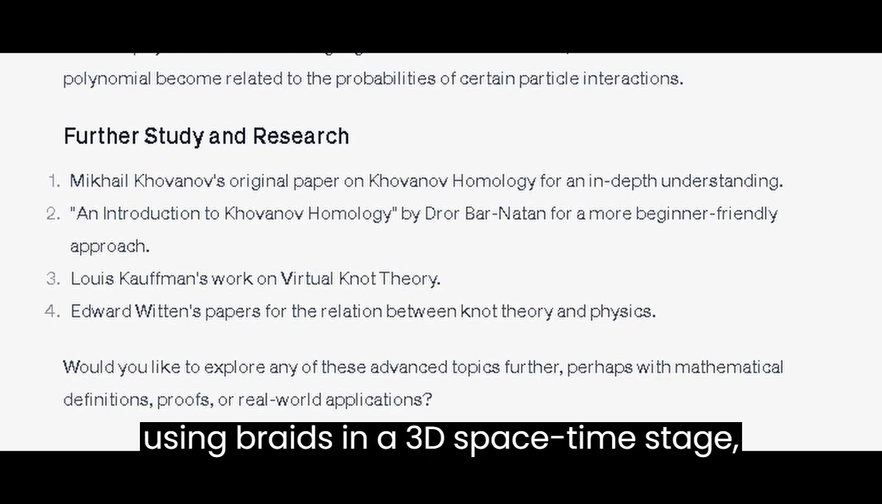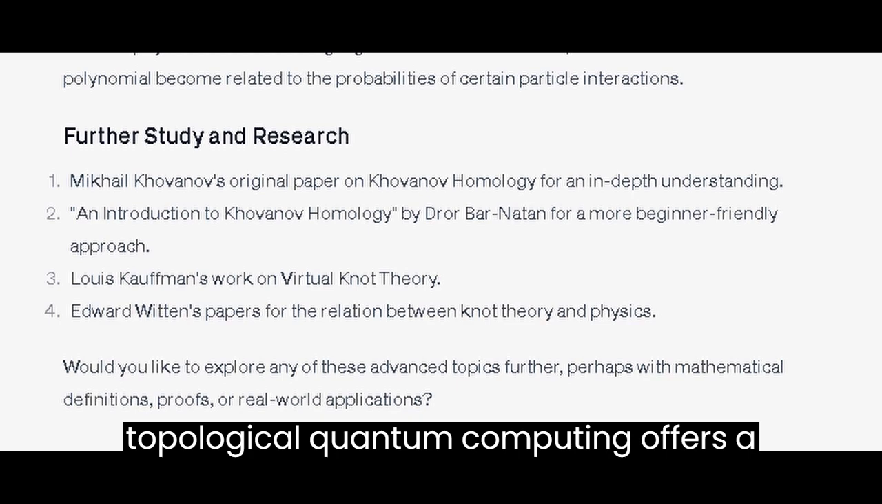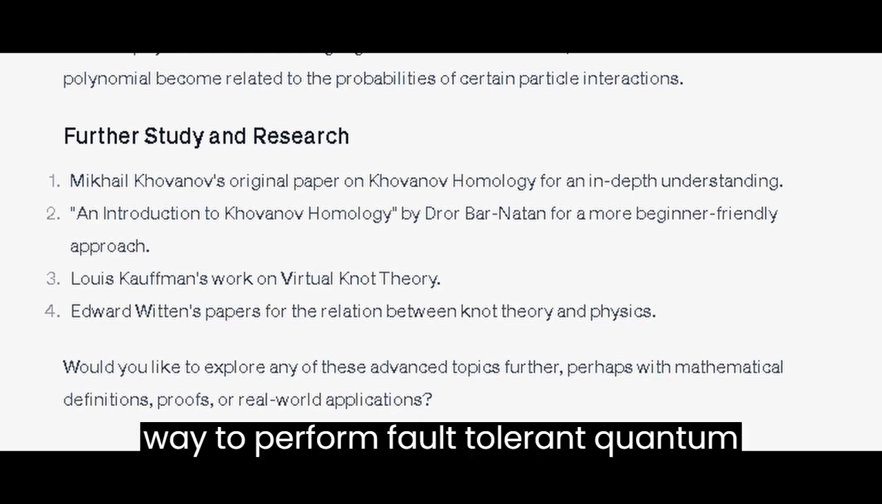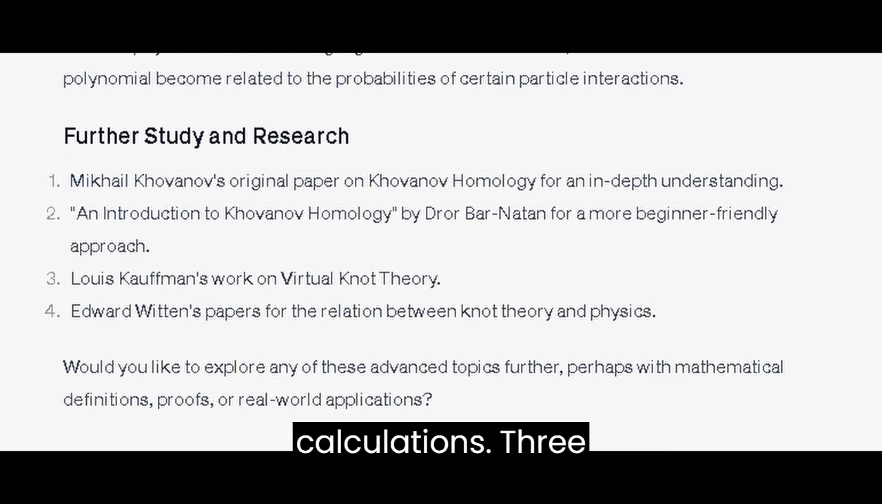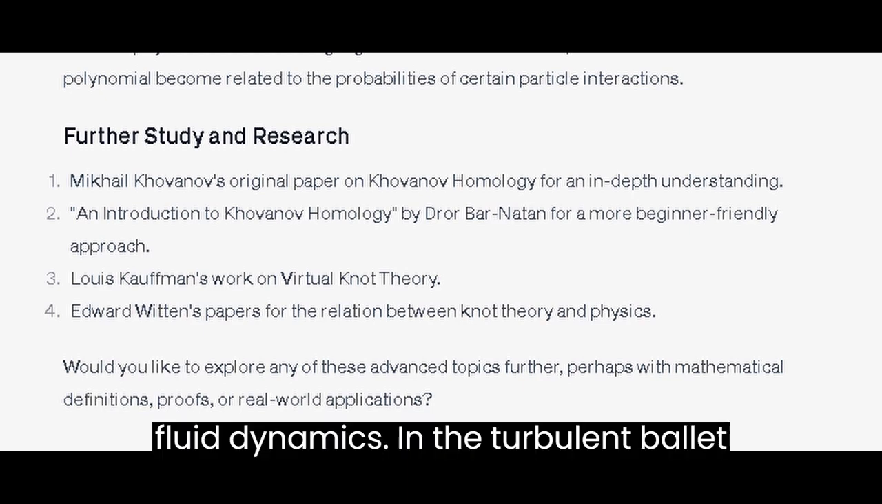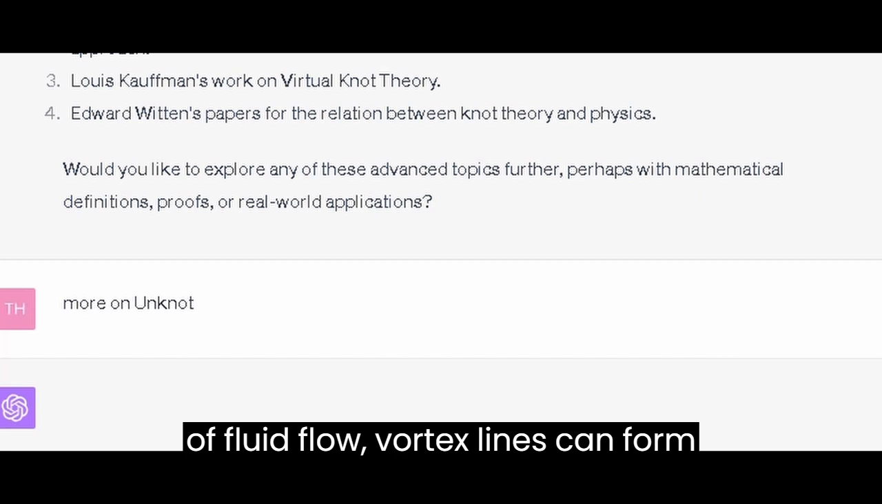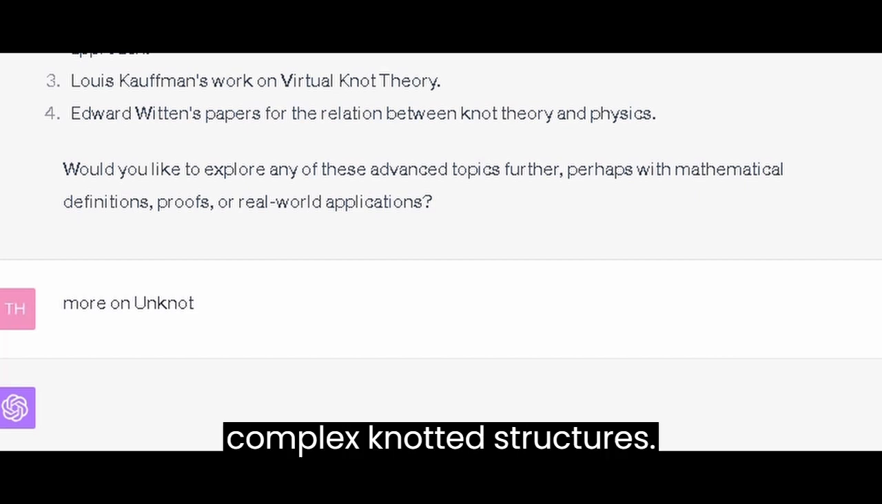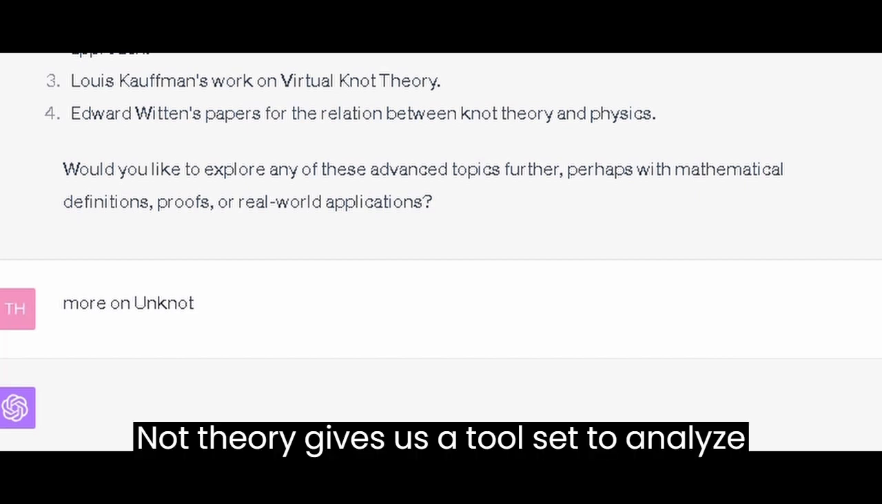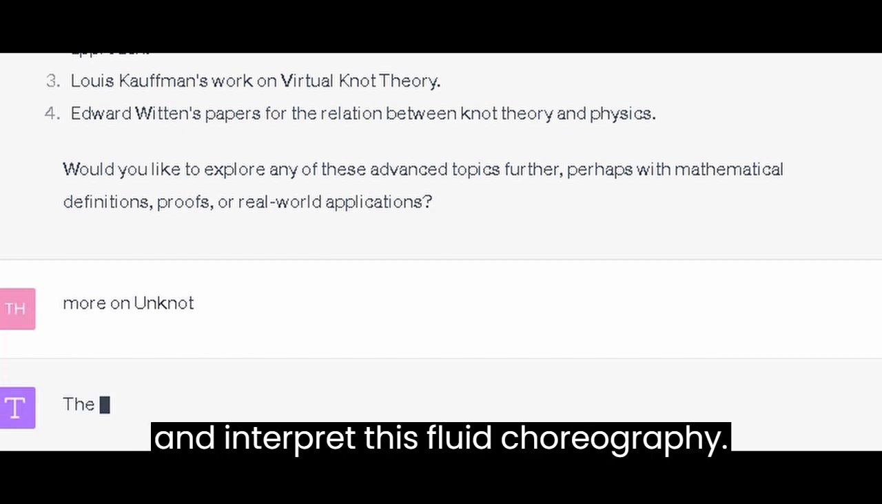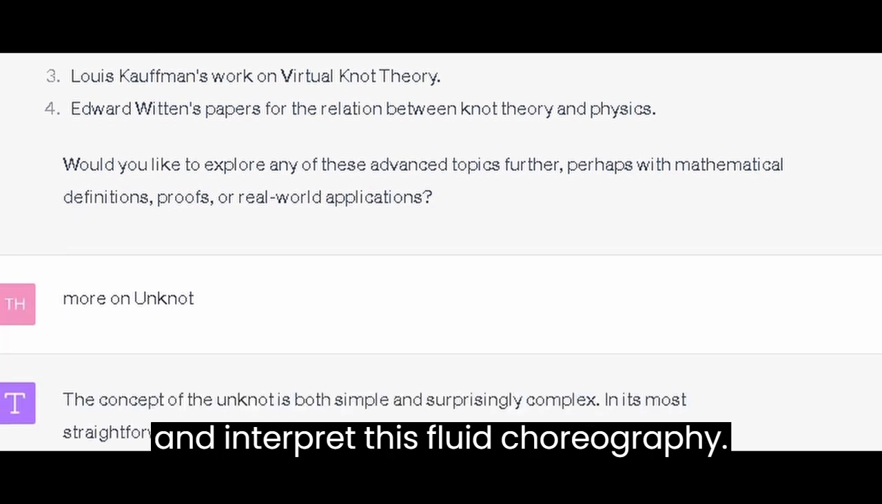By using braids in a 3D spacetime stage, topological quantum computing offers a way to perform fault-tolerant quantum calculations. 3. Fluid dynamics. In the turbulent ballet of fluid flow, vortex lines can form complex knotted structures. Knot theory gives us a toolset to analyze and interpret this fluid choreography.